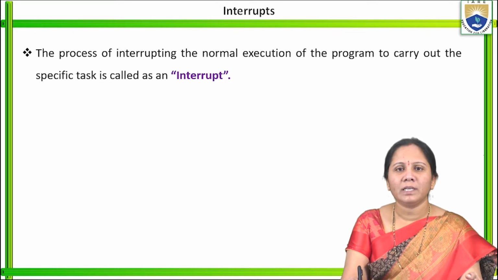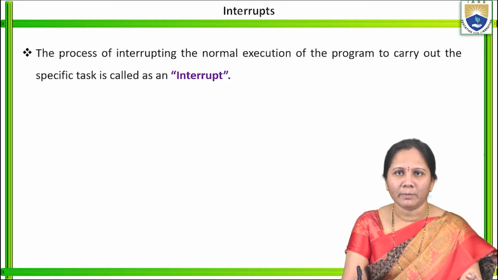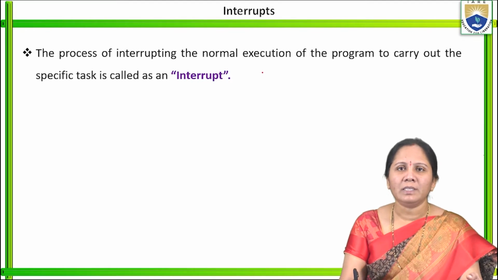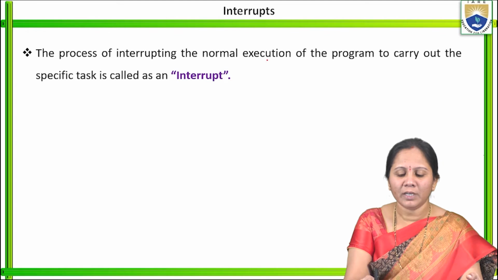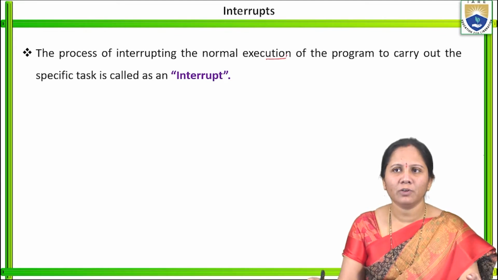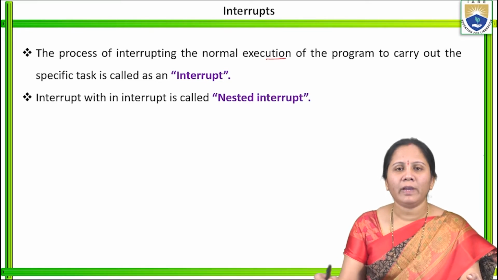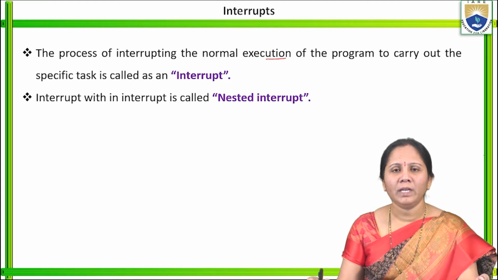So here, first let us see what is meant by interrupt. Interrupt means the process of interrupting the normal execution of the program to carry out a specific task. If any interrupt comes while executing another interrupt, it is called a nested interrupt. That means an interrupt within an interrupt is called a nested interrupt.